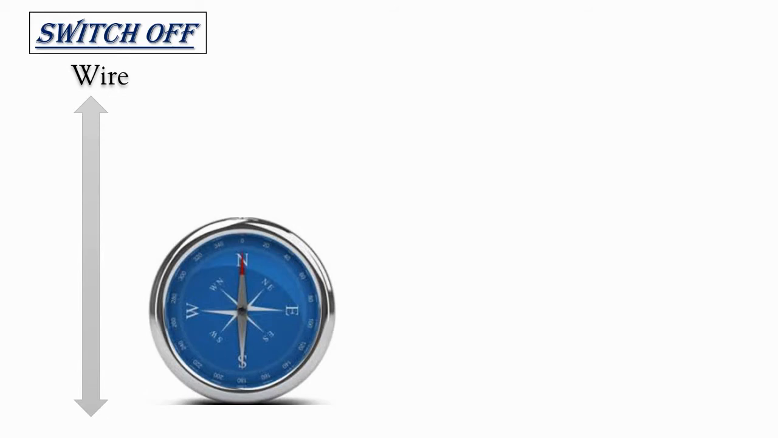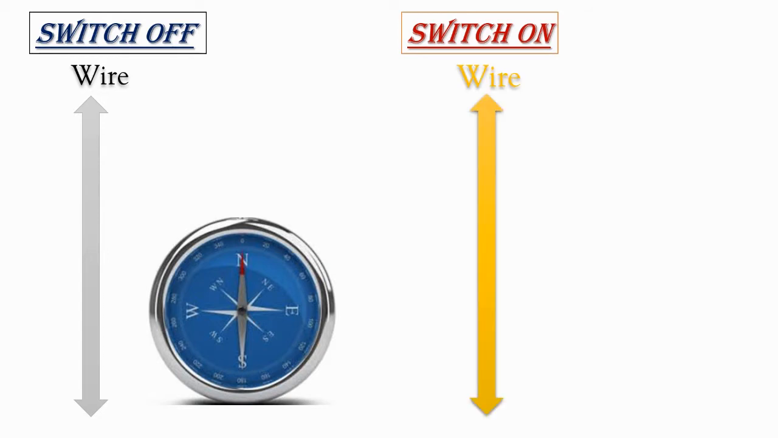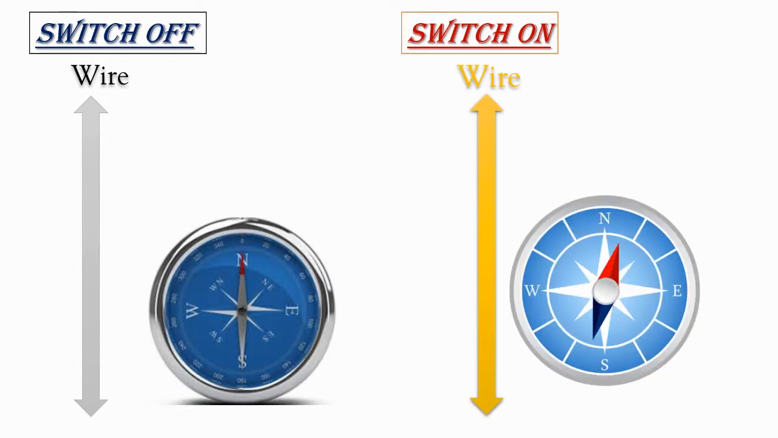Students, you will observe that when the switch is off, no current flows in the wire and the compass points in the north-south direction. But when the switch is on, current flows in the wire and the compass needle gets deflected from its usual north-south direction.